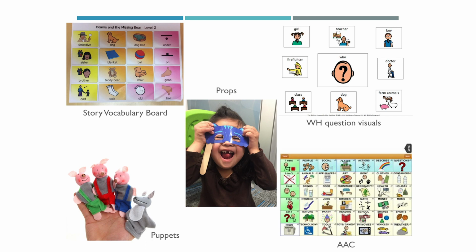Those are the examples I was talking about. Some props. That little girl in the middle, she's so cute. She likes a show called PJ Masks, which I didn't know existed. So we just made masks, and her sentences were, I am night ninja. So she had to pick up the mask and then put it on to show that she was the night ninja. Whatever. Some puppets, or your own AAC device.